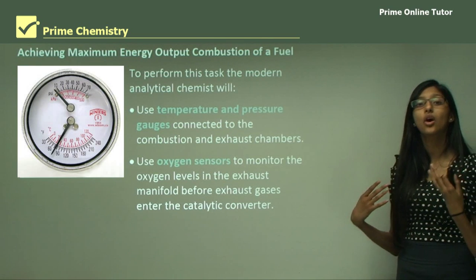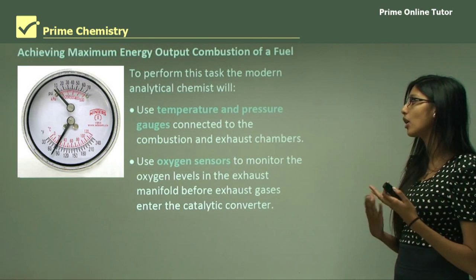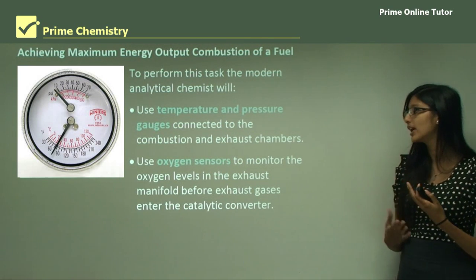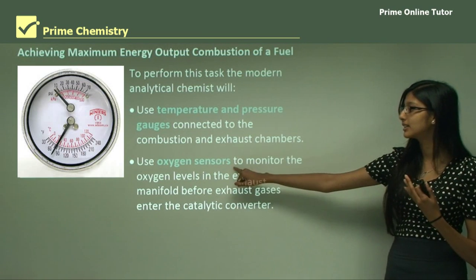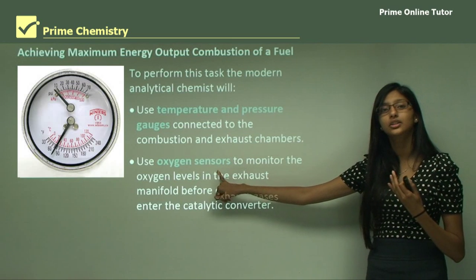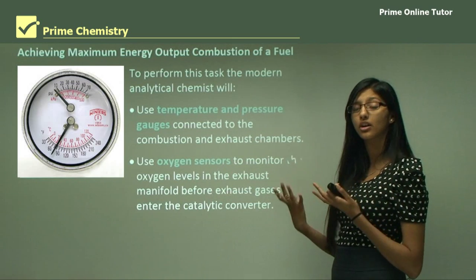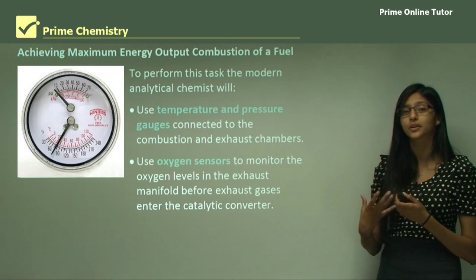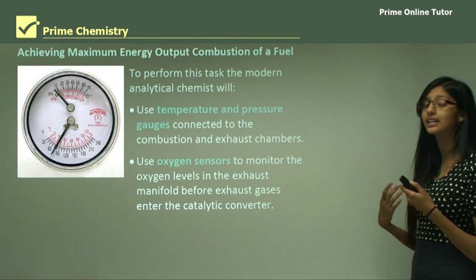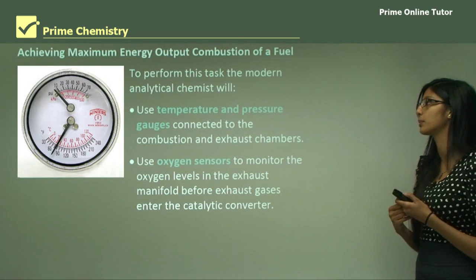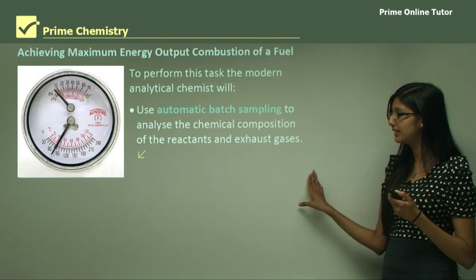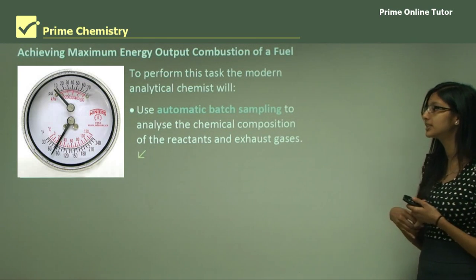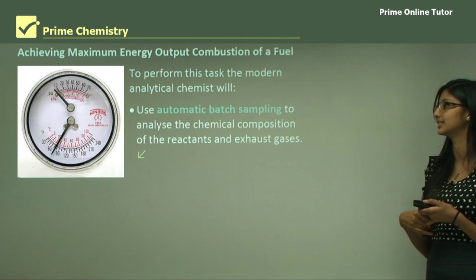And we need to use oxygen sensors to monitor the oxygen levels in the exhaust manifold before exhaust gases enter the catalytic converter. Again, oxygen sensors are used to ensure that complete combustion occurs so that we have enough oxygen to produce enough carbon dioxide, and carbon monoxide and carbon soot are not produced. We can also use automatic batch sampling to analyze the chemical composition of the reactants and the exhaust gases.